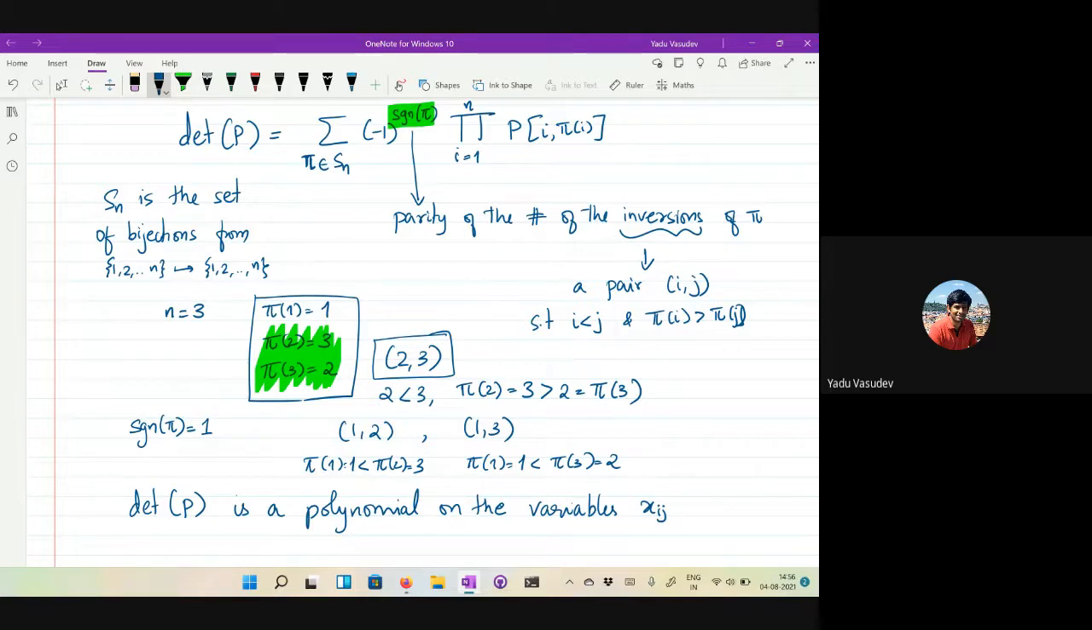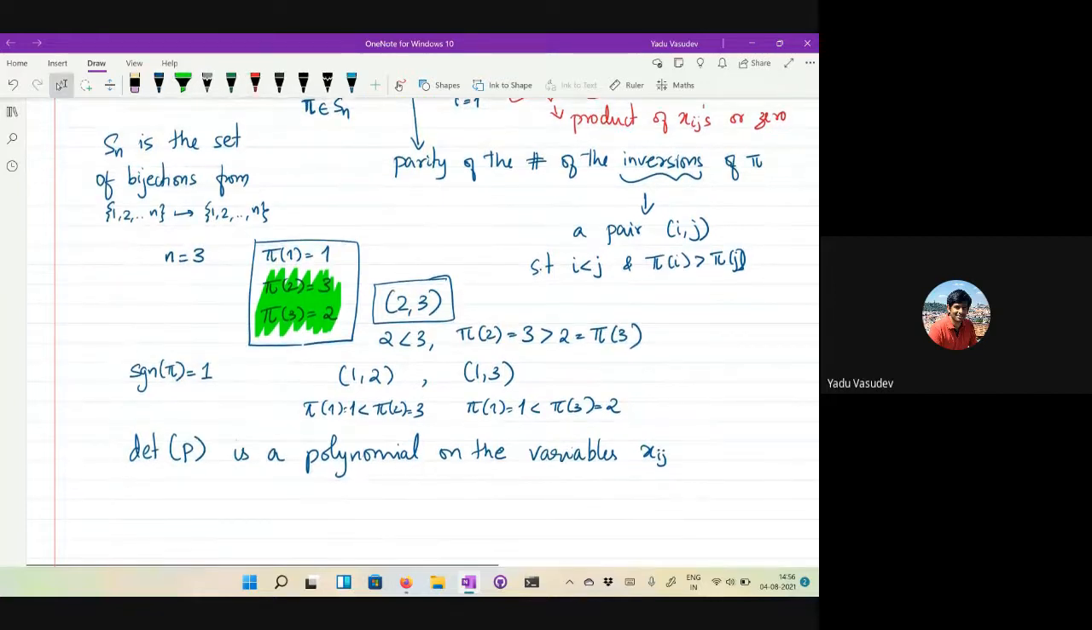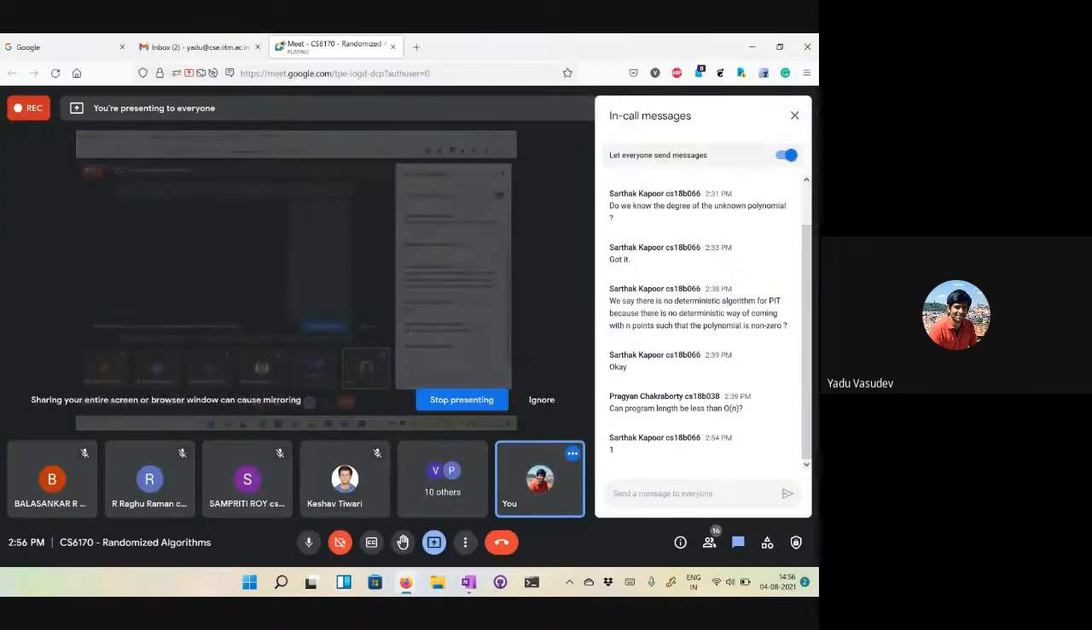Right? Because this thing here can be something like a product of xij's. It's either a product of xij's or 0. It's one of those two. So you can think of the determinant as a polynomial over the variables xij. What is the degree of this polynomial? What can you say about the degree of this polynomial?